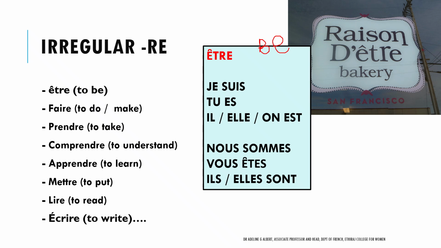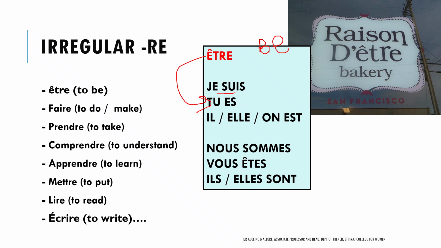Être. Être actually means being, a human being. Être. So here again it's irregular. Je suis. No link at all between the infinitive and the conjugation. Je suis, I am, tu es, you are, il, elle, on est, he, she, or one is, it is. Nous sommes, vous êtes, ils sont, elles sont, we are, you are, they are.